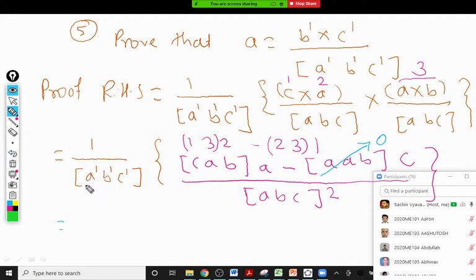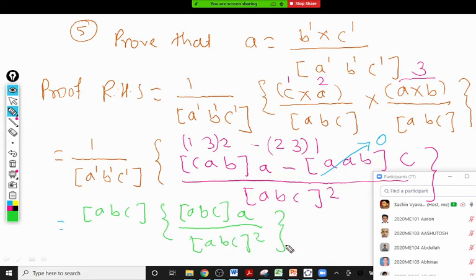This is actually box ABC. We should write this as box ABC. This is again box ABC into A divided by box ABC square. So this can be the correct one now, and you will observe obviously that this gets cancelled and we get A only, and that's the LHS, which is the required result.